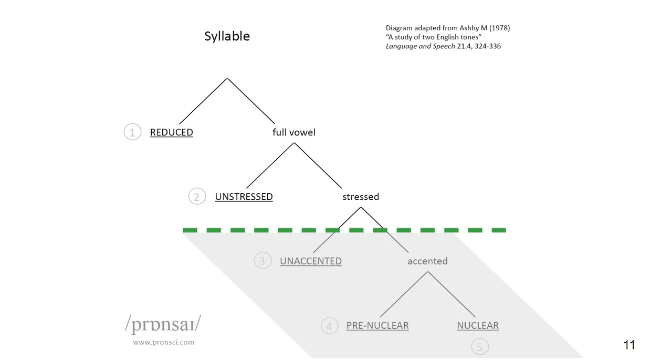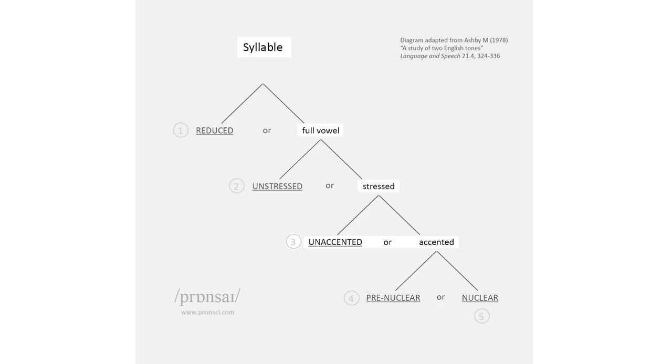In this session, we won't go below the green dashed line. We'll be looking at how to produce what is above it: reduced syllables, syllables with full but unstressed vowels in them, and stressed syllables. However, for completeness, let me briefly describe the rest of the diagram.